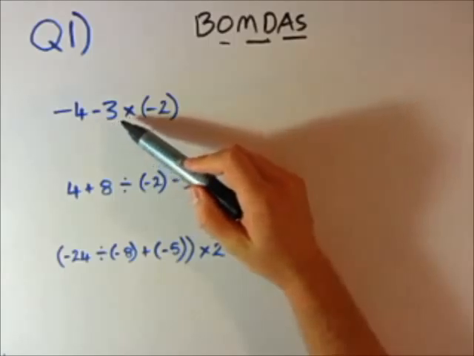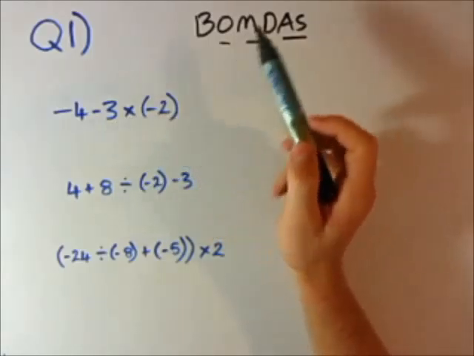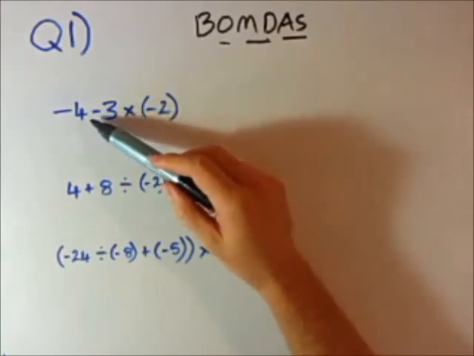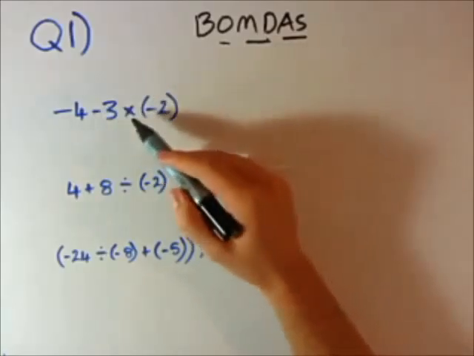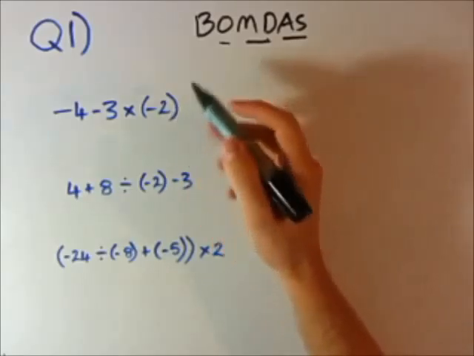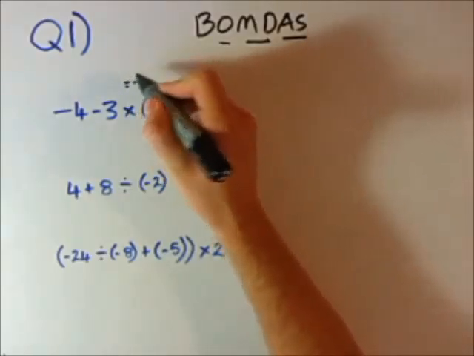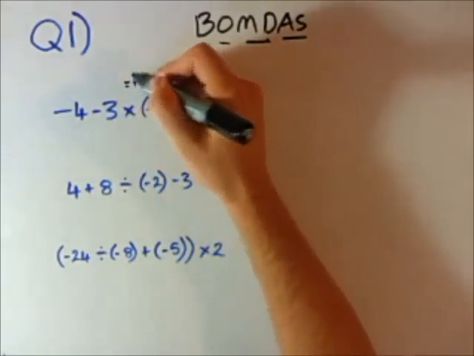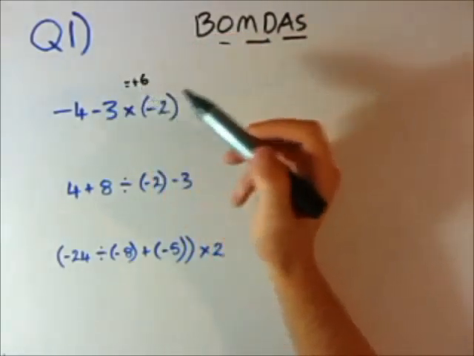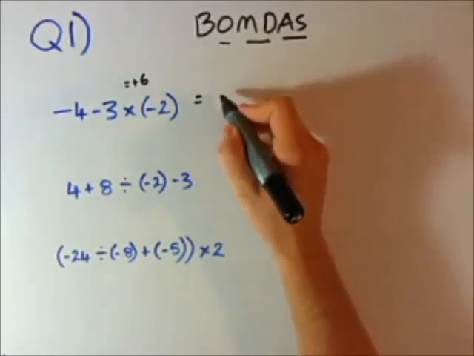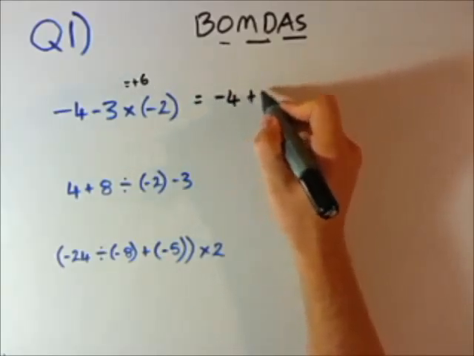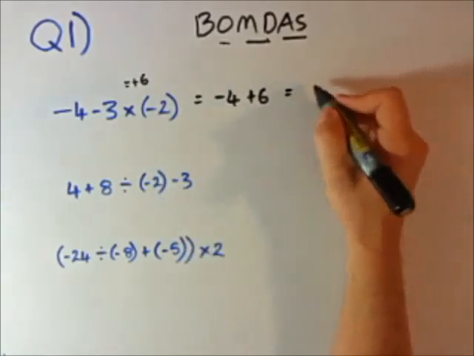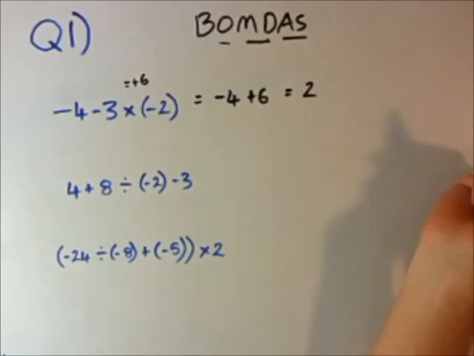-4 minus 3 times -2. So we need to do the multiplication first, because multiplication has higher ranking than the minus sign here. So we'll do 3 times -2, and that equals -6, so minus 3 times -2, a minus times a minus is a positive. So now I'm going to write this as -4 plus 6, and that will equal 2.